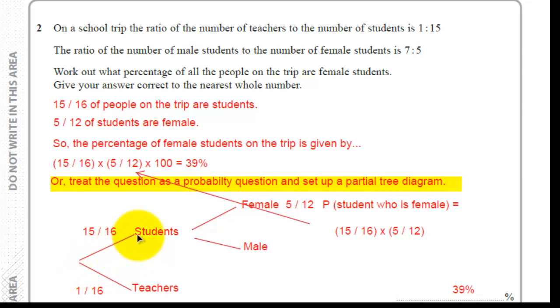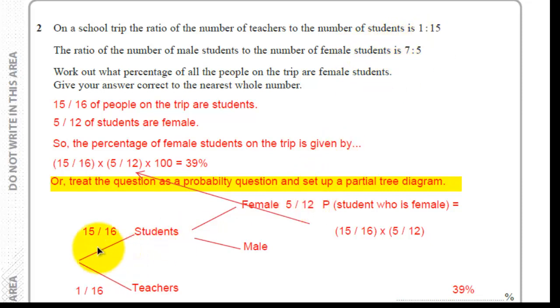I know on the trip there are students and teachers. We will see that for every one teacher there are 15 students. So if I change that to a fraction, 1/16 of the people on the trip are teachers and 15 out of 16 of the people on the trip are students. Then of the students, 7 out of 12 are male, and the probability that we do need is that 5 out of 12 are female.